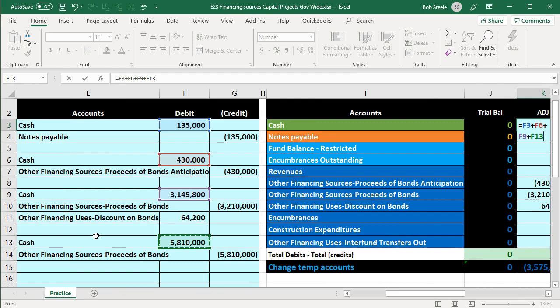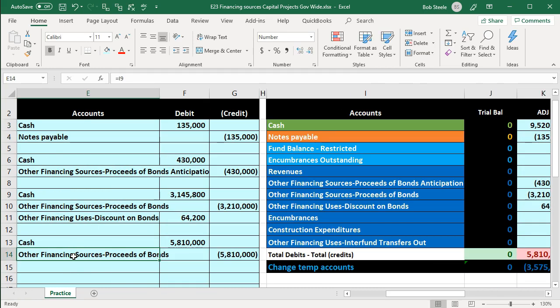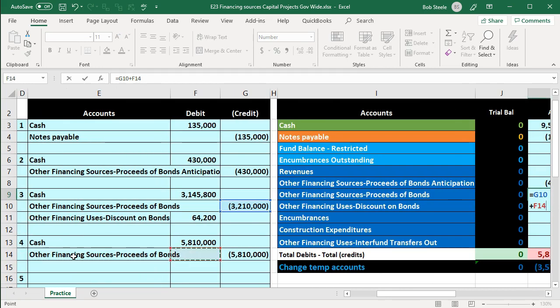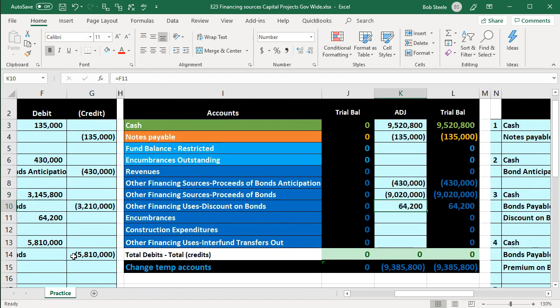We're going to pick up that debit and enter. Then the other side is in other financing sources with the proceeds on the bond. We are in K9, F2 plus F2, scrolling back over to other financing sources, and enter. So that puts us back in balance. And let's see what else we have.